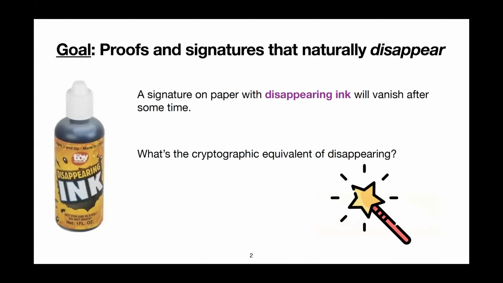Imagine you sign something on a piece of paper with disappearing ink. Whatever you signed would vanish after some time, right? You could write a proof on paper with disappearing ink and show it to someone, and it could vanish before they show it to someone else. So the goal of our work is to emulate this.